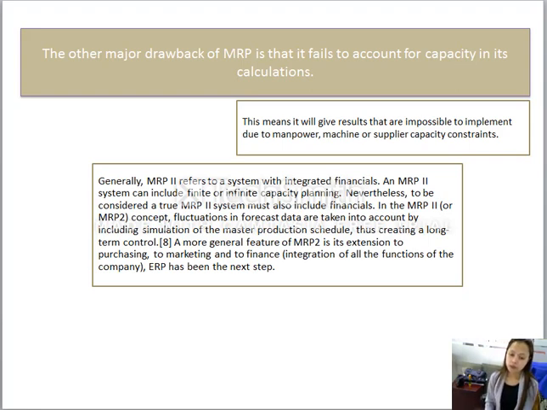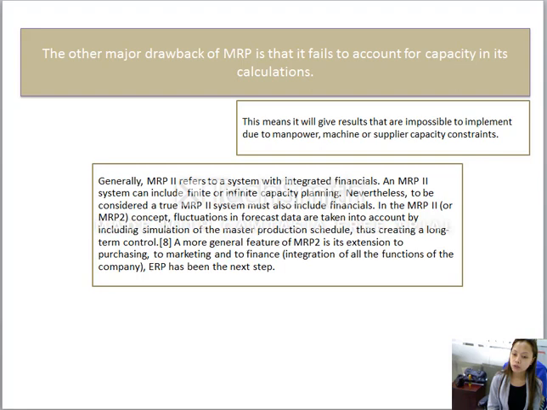Generally, MRP2 refers to a system with integrated financials. An MRP2 system can include finite or infinite capacity planning. Nevertheless, to be considered a true MRP2, a system must also include financials.